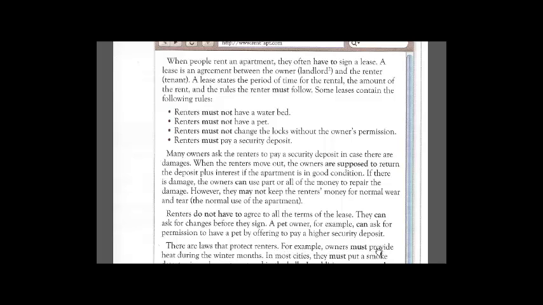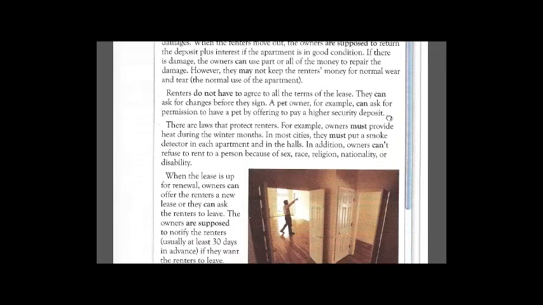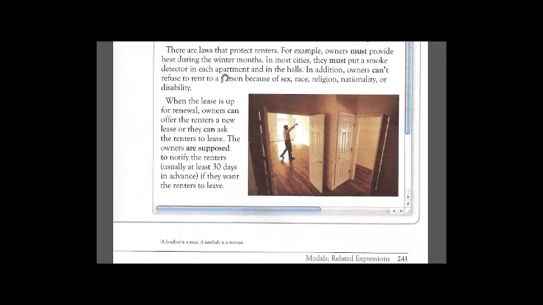There are laws that protect renters. For example, owners must provide heat during the winter months. In most cities they must put a smoke detector in each apartment and in the halls. In addition, owners can't refuse to rent to a person because of sex, race, religion, nationality, or disability. When the lease is up for renewal, owners can offer the renters a new lease, or they can ask the renters to leave. The owners are supposed to notify the renters, usually at least 30 days in advance, if they want the renters to leave.